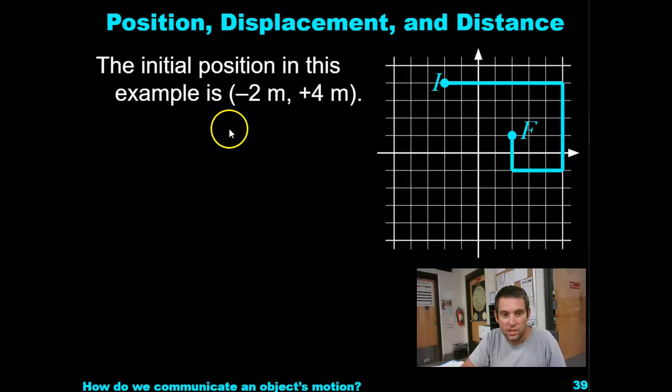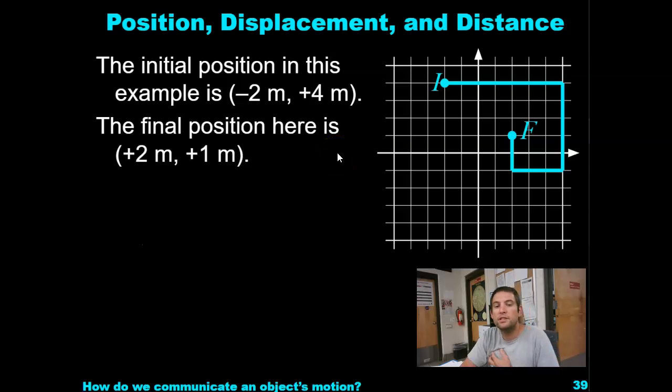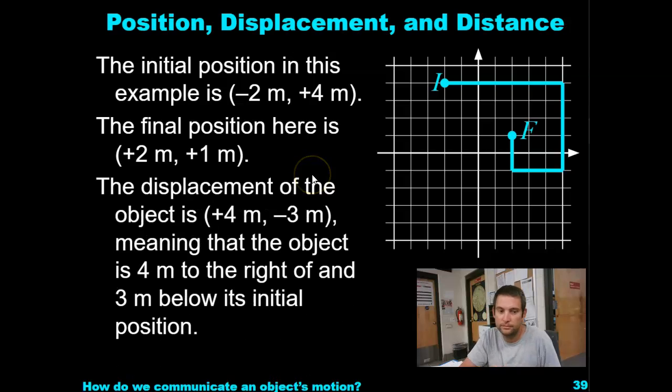The initial position in this example is negative 2, 4. The final position here is 2, 1. The displacement of the object is plus 4 minus 3. And you can see that final minus initial. It's this straight line here. So it's this straight line. The object is 4 meters to the right and 3 meters below its initial position.